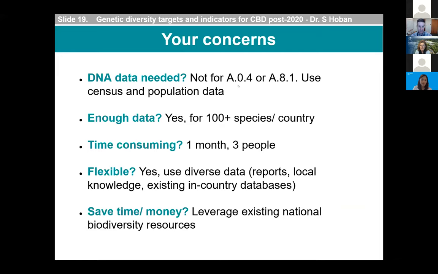Is DNA data needed? No, not for the NE500 and populations maintained indicators. Only census and population data are needed. Is there enough data? Yes, there should be enough data for more than 100 species per country. The time needed is about 1 month for a team of 3 people. They are flexible, adaptable, using a variety of data sources or infrastructure within each country, so it can be very much adapted. And we can leverage existing national biodiversity resources, databases, programs to save time and money.